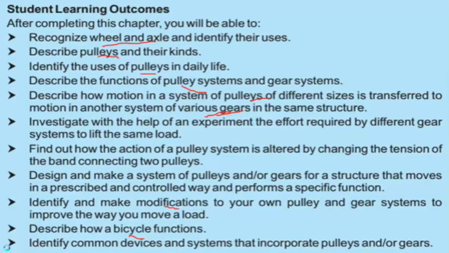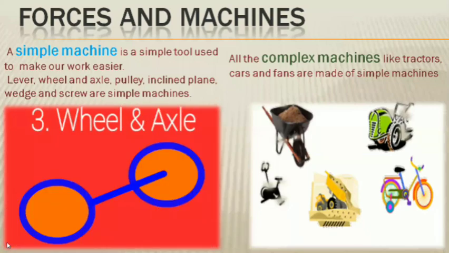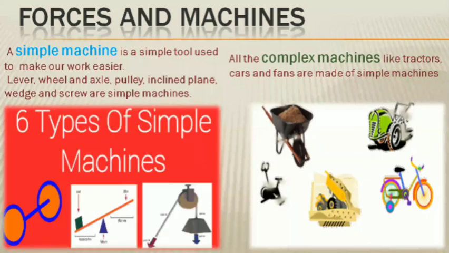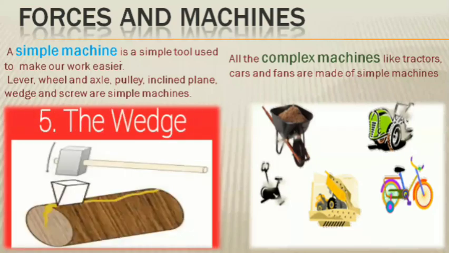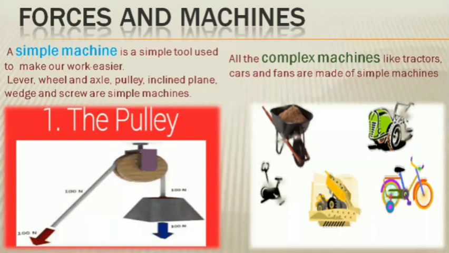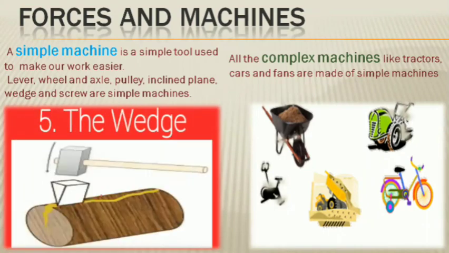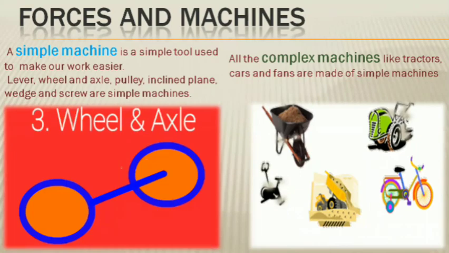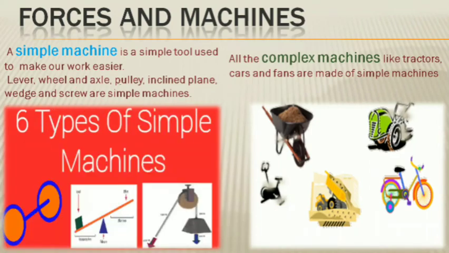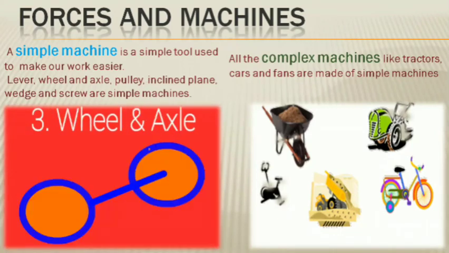Before going to the wheel and axle, we will talk about some more points on forces and machines, like we discussed in previous classes about simple machines. A simple machine is any simple tool which is used to make our work easier. You can see here six types of machines: pulley, screw, wheel and axle, inclined plane, wedge, and lever. Any of these machines we can use in our daily life. These are some simple machines which we use in our daily life.